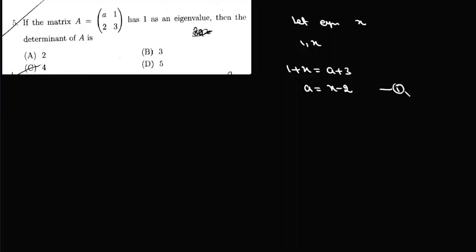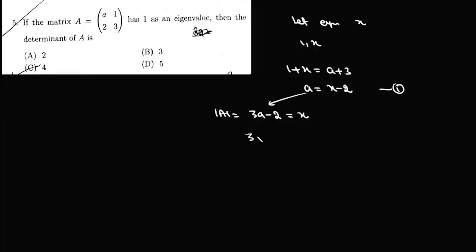And what we also know is the determinant of A is equal to the product of eigenvalues. So if we find the determinant of A, that will be 3A minus 2 and AB equal to x. Now what we'll do is we'll substitute the value of A because we need to find x.